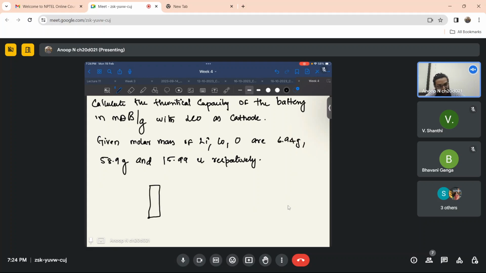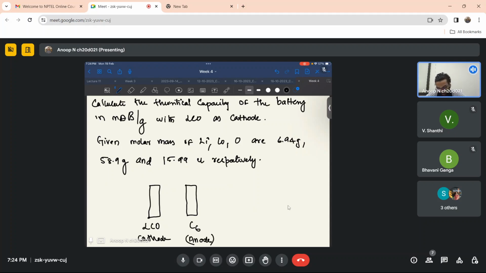lithium ion battery is something we discuss a lot nowadays. For every battery, there will be a cathode and anode. There are many cathode materials which people use in lithium ion batteries. One of them is called lithium cobalt oxide, so it is a cathode material. Graphite is a very well-known anode material. So I'm taking LCO as cathode, and graphite as anode.